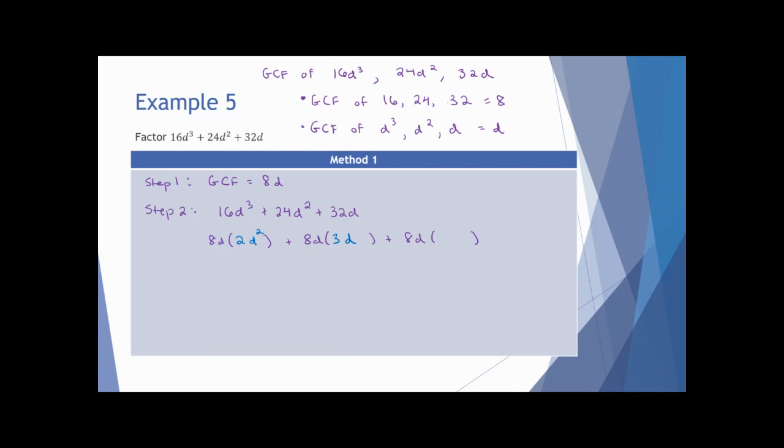Then I have my 32d. So I have to have 8 times what gets me 32. So that's 4. And then I have a d, so I don't have to add on any extra d's there because I already have a d. I don't need any more. So that's step 2, is to split that up and then fill in the blanks.